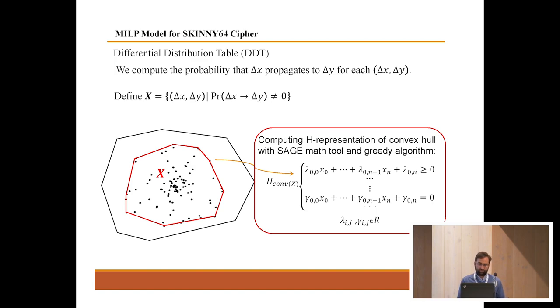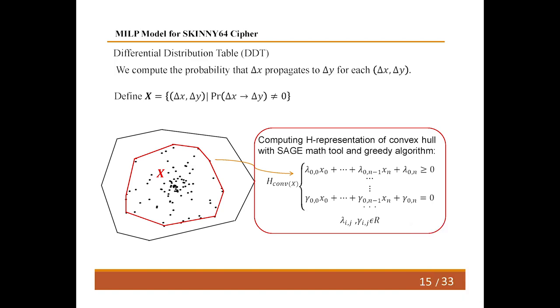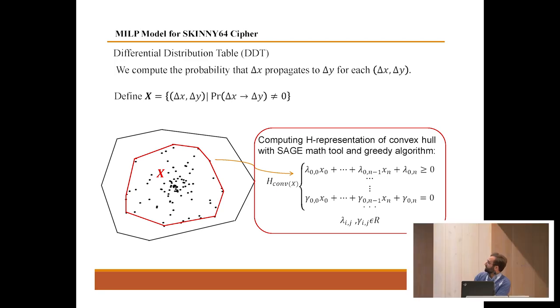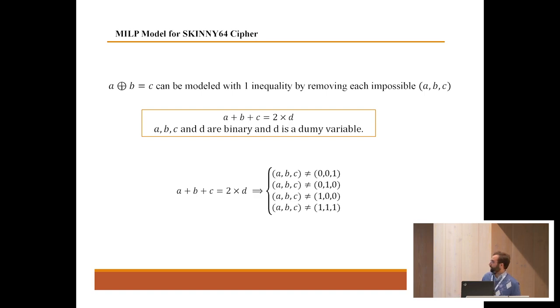And then, as usual, they consider differentials for all values where this probability is larger than zero. It means that delta x can go over this box to delta y. Instead of considering the whole space, they compute the representation of a convex hull with Sage math. With respect to XOR, it's already well known that it can be modeled by using one more variable like D, and A plus B plus C should be equal to 2D, which is a description of A XOR B to C.